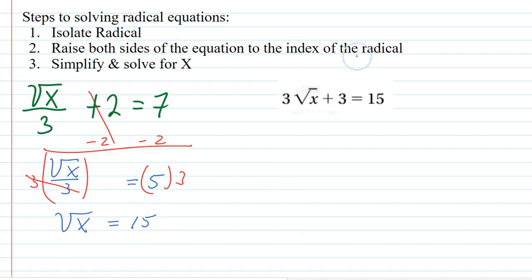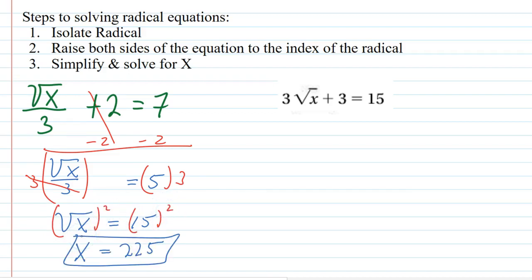Now we can raise both sides of the equation to the index. Well, this is a square root. That means the index is 2, so we square both sides. And that leaves us with x is equal to 225.